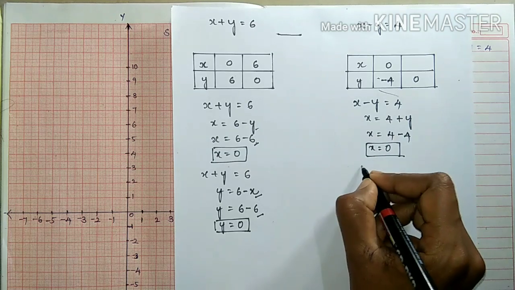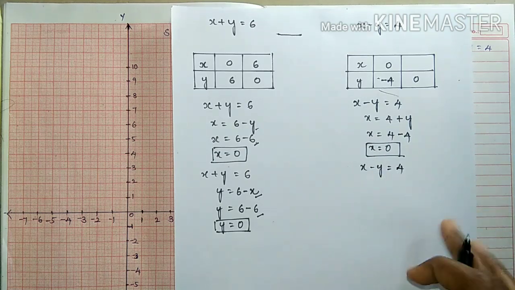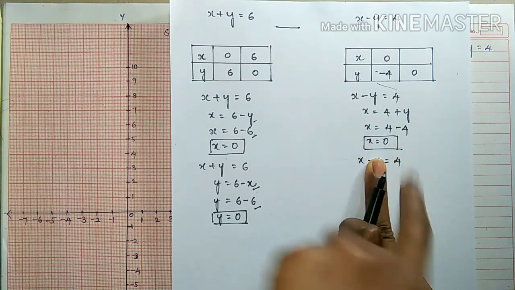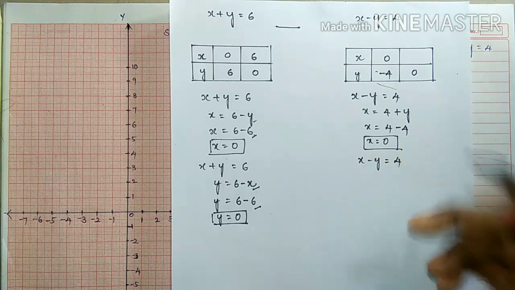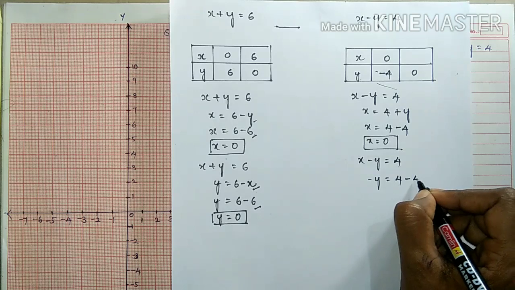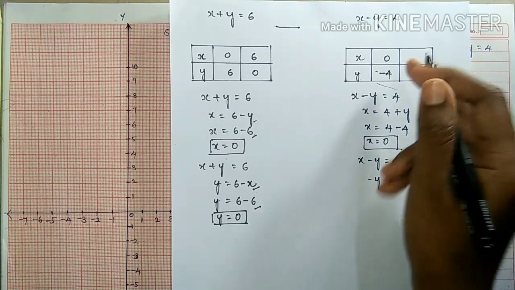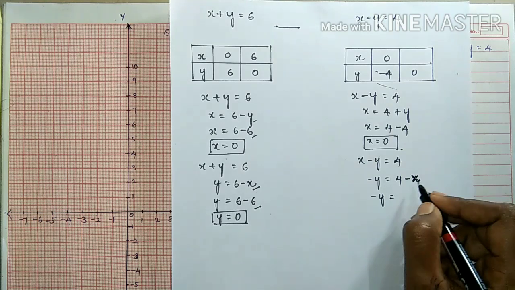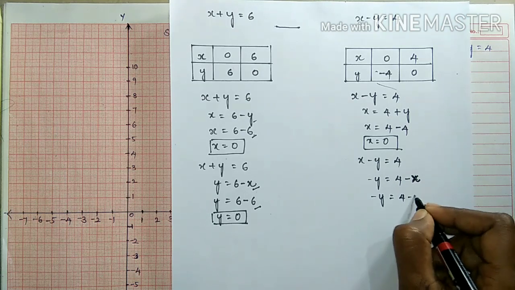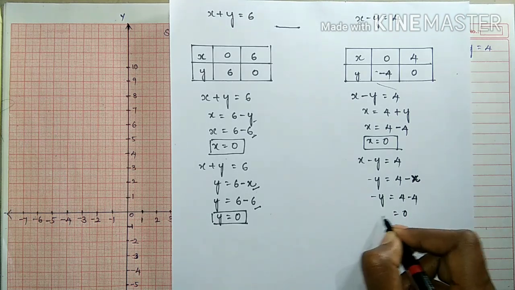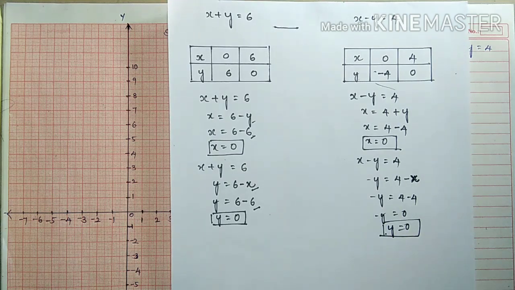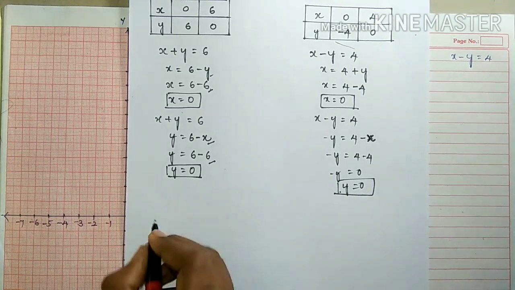In the same way, x minus y is equal to 4. Here the y value should be 0. What x value do I have to give? Minus y is equal to 4 minus x. So I have to give the x value as 4. That means 4 minus 4 is equal to 0. Minus y is equal to 0, so y is equal to 0. That's it. You can solve it in this easy way also.